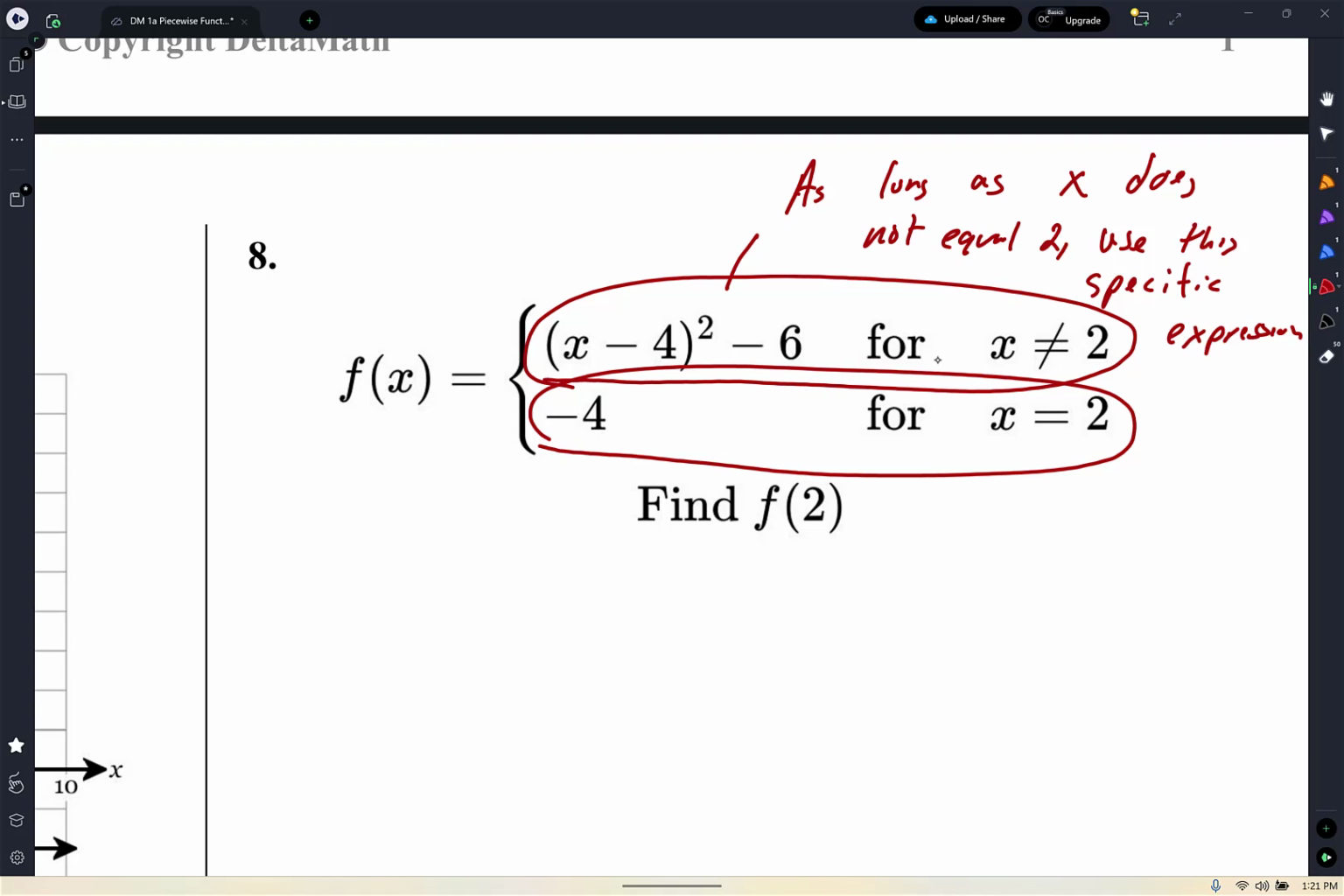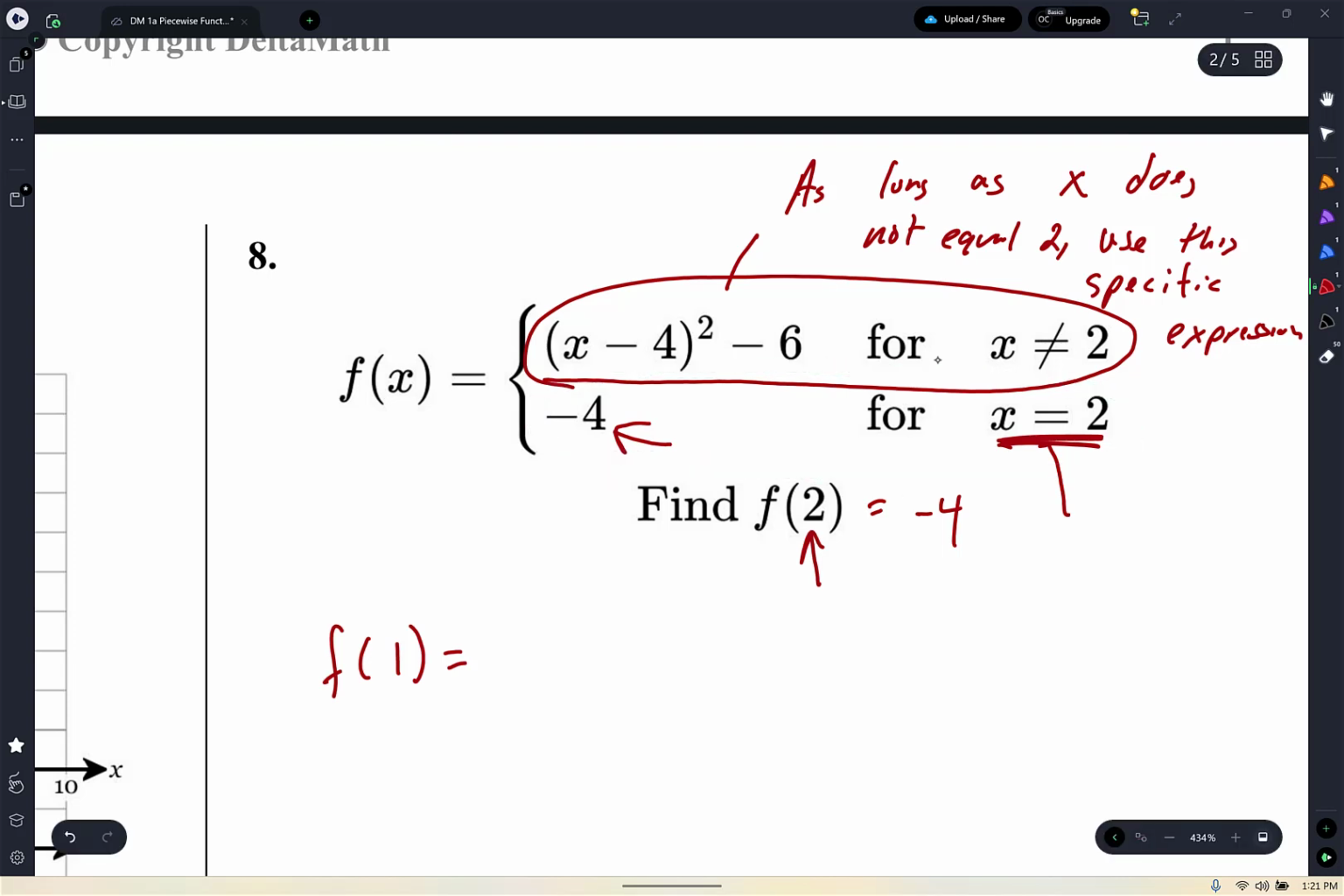So it says f of 2. Well, check it out. You're using 2 for this one. So the output's just going to be negative 4. Don't worry, I'm going to test you. What if I said I want f of 1? Am I going to say negative 4? No, it says right here, look, as long as x is not equal to, oh, wait, that's not a 2, that's a 1. Okay, use this specific expression. Oh, okay, I'm going to use this top one.